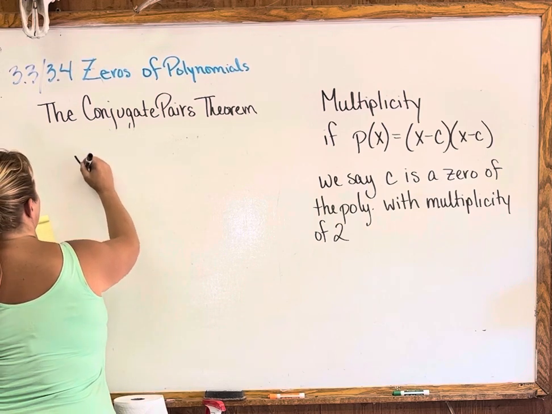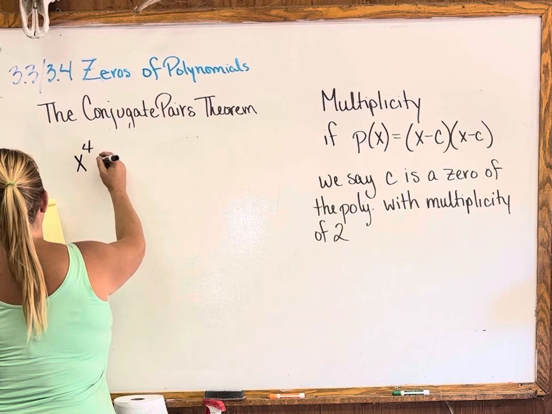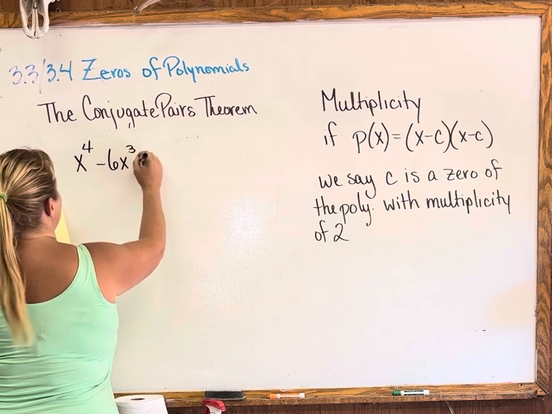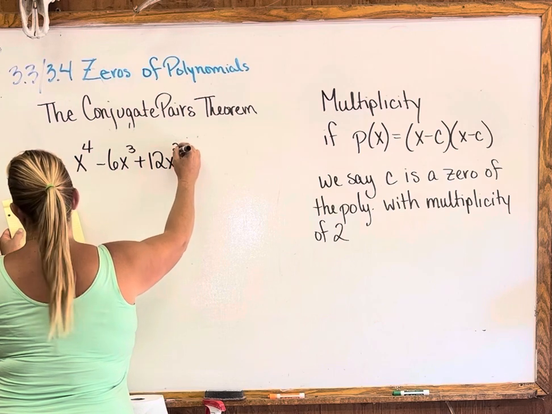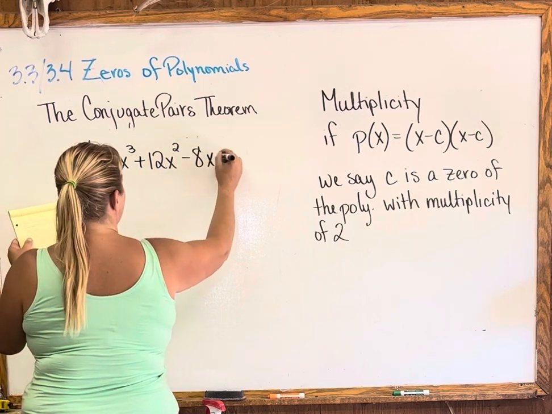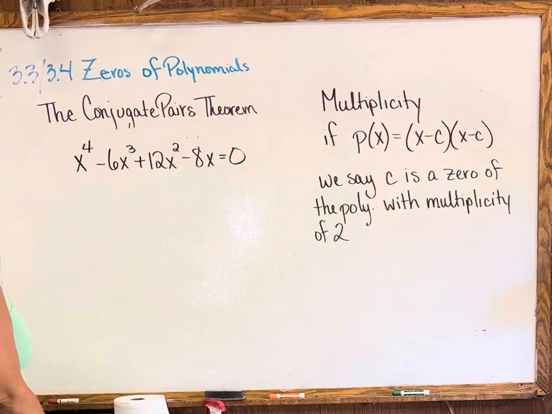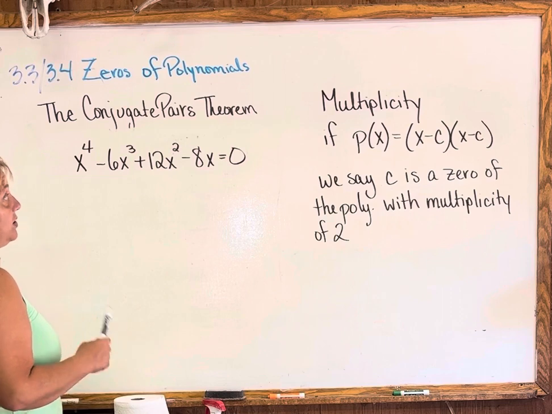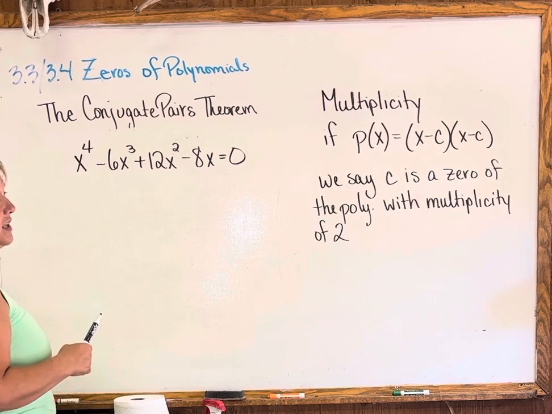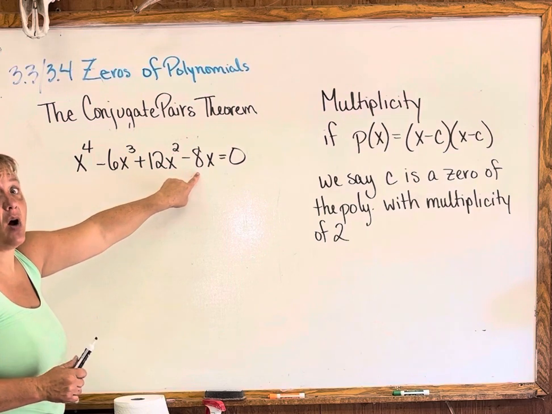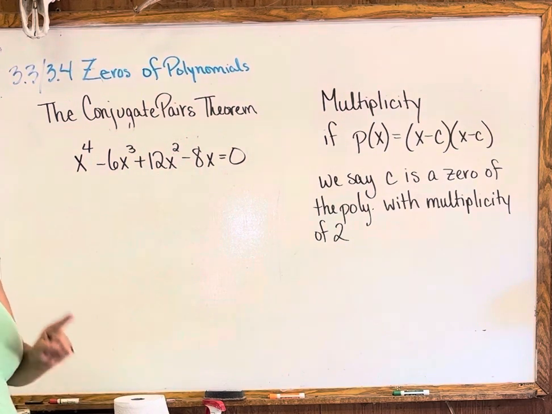x to the 4 minus 6x cubed plus 12x squared minus 8x equals 0. So first question is, how many zeros or how many factors is this guy going to have? And it's going to have 4, isn't it? Okay. So we know there are going to be 4 answers. So the next thing we would think of doing would be the p's and q's. The problem, though, is that there's no constant term, which means we can do something else first. We can pull an x out of everything, can't we?